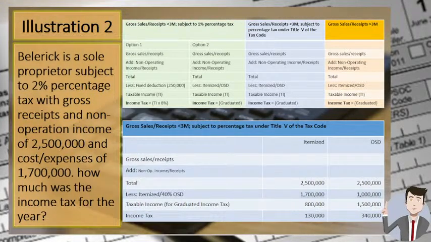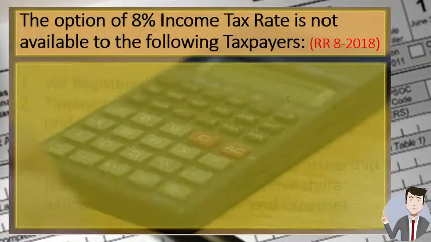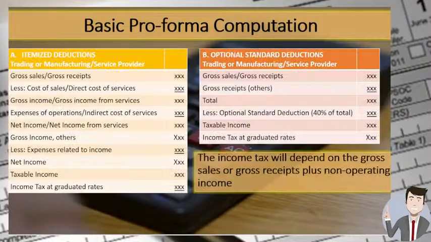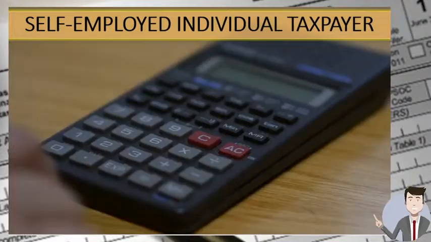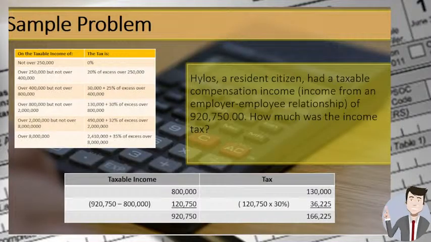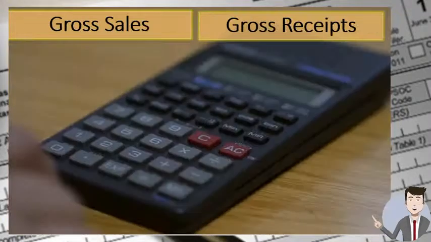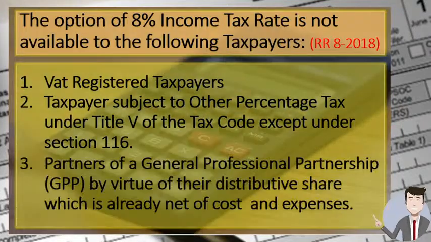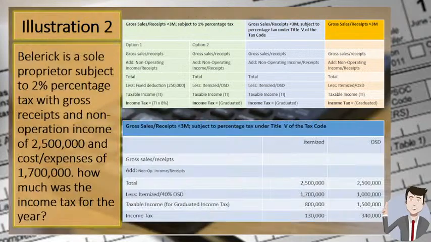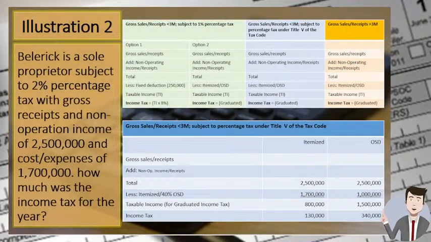Okay, so just use your table, guys. Verify it. I think there is a problem with the computation in my PowerPoint for a while. Let me correct. 12% naman. 30. 30. That's correct, guys. So that is 340,000. So for OSD, that is 340,000 under illustration 2. Okay, next.